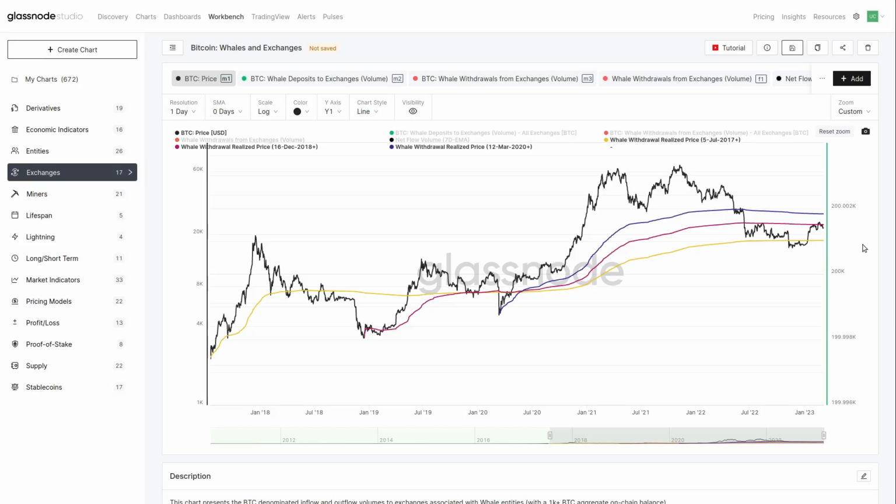This here, we're looking at whales and exchanges. So whales being entities with more than 1,000 BTC in their wallet. This is using our clustering algorithm. So it's trying to actually look at which whales, we're not just looking at a single address with 1,000 plus. We're trying to look at all their different behavior patterns for those different entities. Now, for these ones here, I've got three curves.